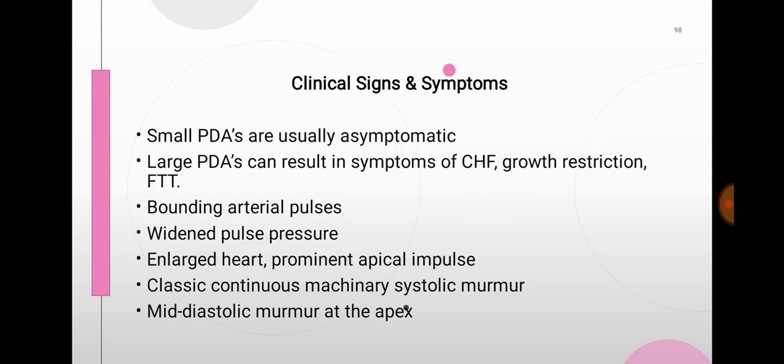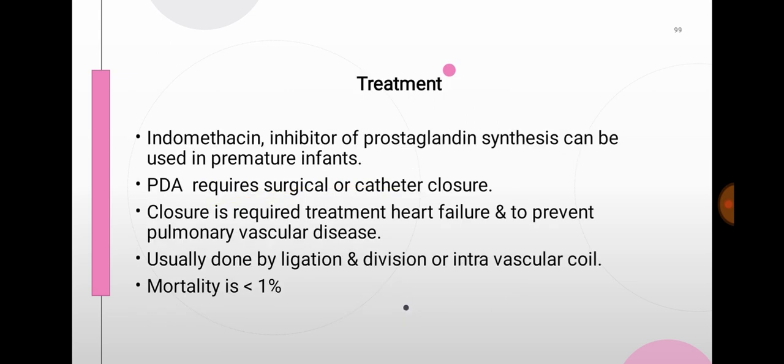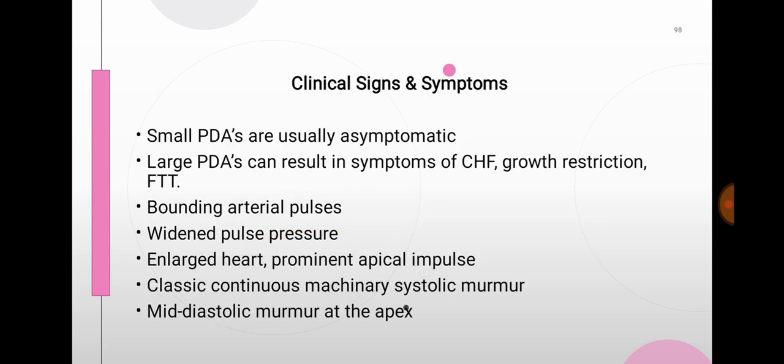And this is the classic murmur of your PDA. So this is very important. This is almost always asked in all exams. So whenever you see a continuous machinery type murmur, sometimes with radiation to the back, that's a PDA. Okay, so always remember that. Continuous machinery type murmur. Some can have a mid-diastolic murmur at the apex.